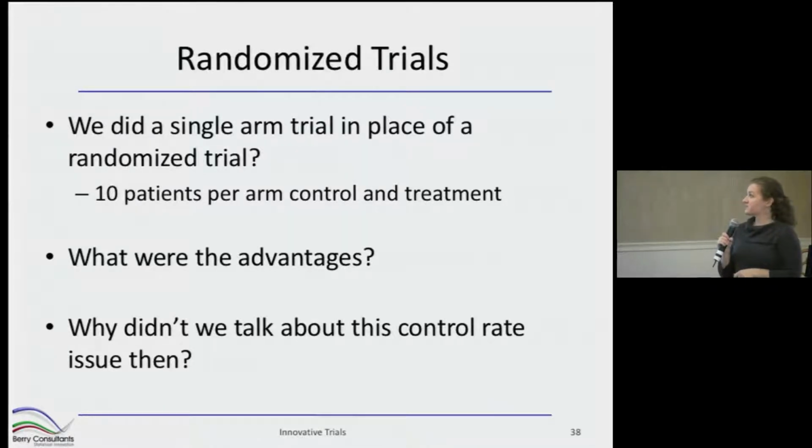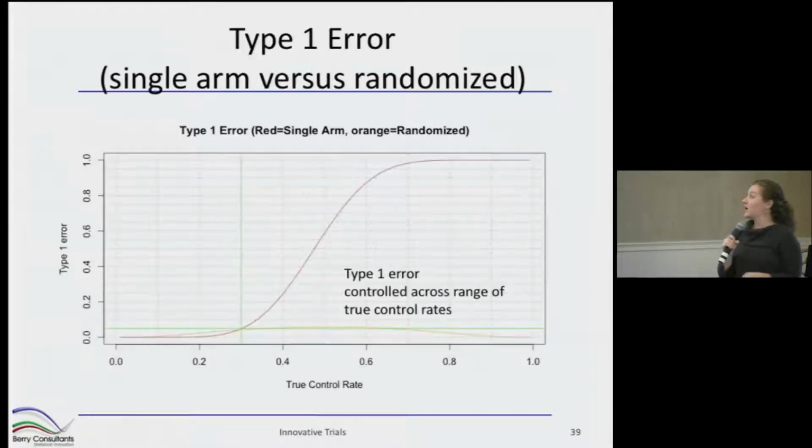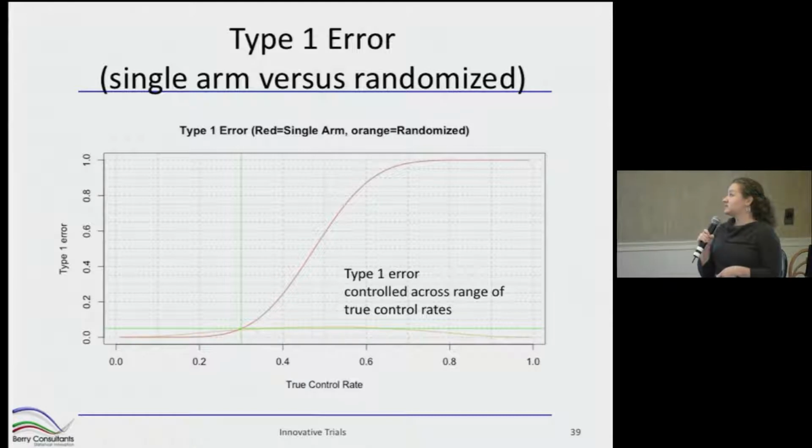Okay. So this idea of our type 1 error rate and our power changing as a function of the control rate. Why didn't we talk about this when we run a randomized trial? Why am I talking about this only when we're talking about single-arm trials? Well, we can see what I've done now is added a line to our plot that shows what happens if we did a randomized trial.